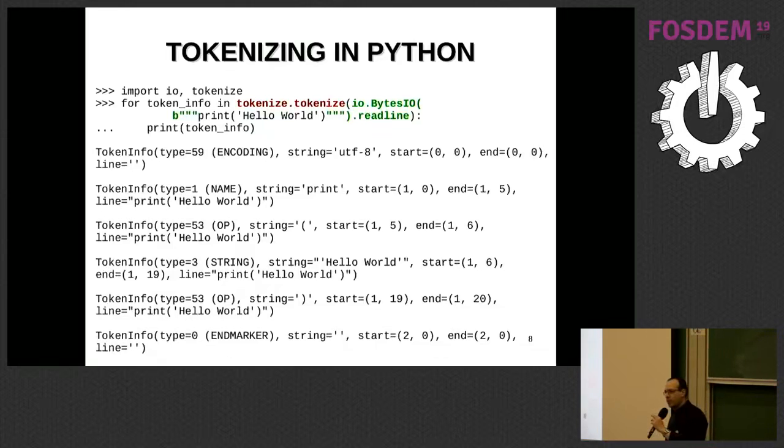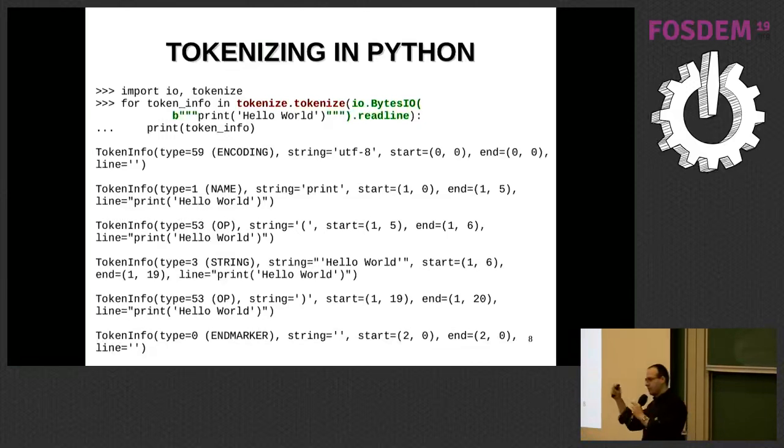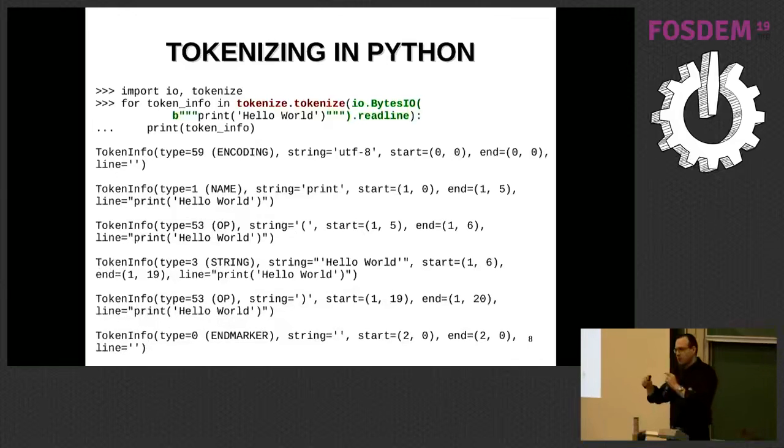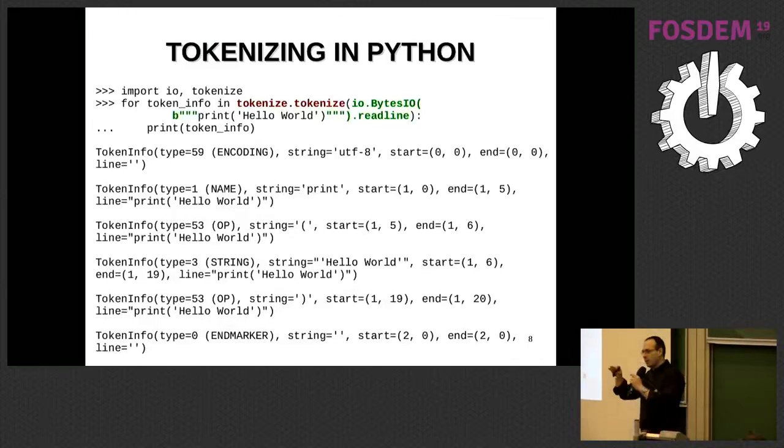TokenInfo is a named tuple type. It has 5 elements. The token type is an integer constant, and also these names in the brackets. These are constants defined in the tokenize module, so you can use them as well. You have the token value as a string. You have the start and end position of this token in the input character stream as tuples, so these are the starting row, starting column, end row, and end column of this token. And then you have the entire line, which is currently being inspected by the tokenizer. So this is all the output that tokenize gives you.